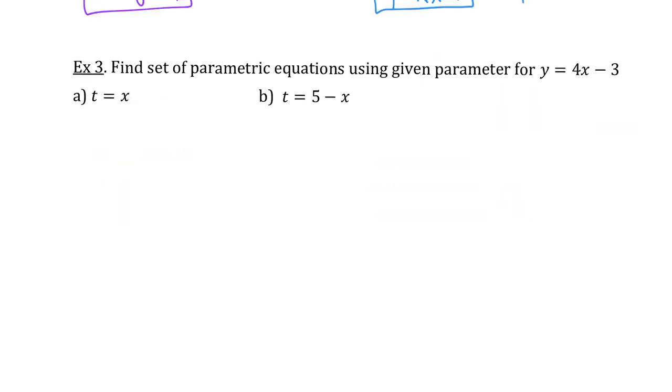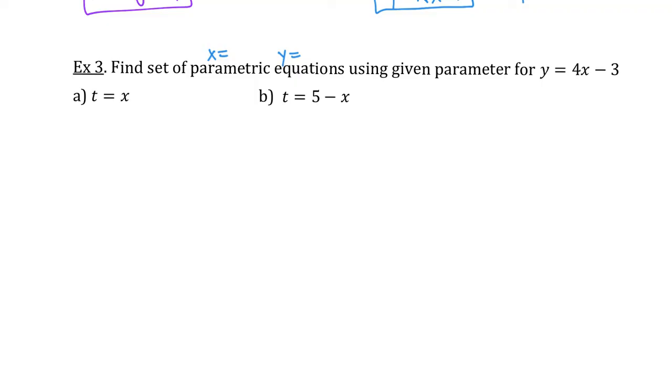Okay, for the next example, it says find the set of parametric equations using the given parameter for y equals 4x minus 3. So this is a rectangular equation. They want me to find parametric equations, meaning I'm going to have one equation that says x equals, one equation that says y equals, and because they're introducing the parameter t, it's going to be x equals something in terms of t and y equals something in terms of t.